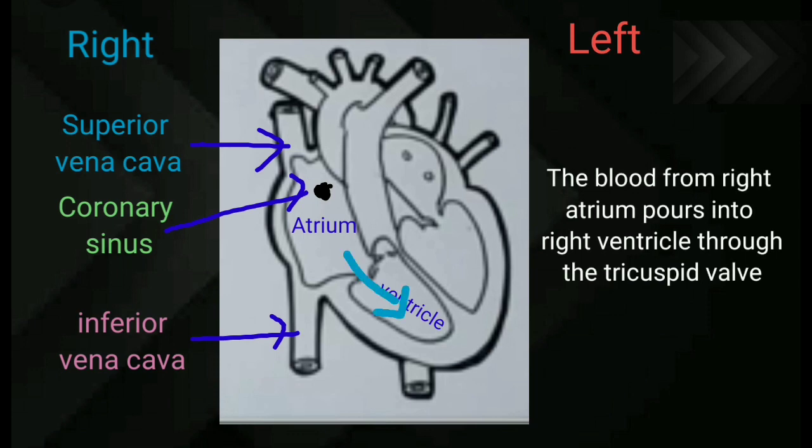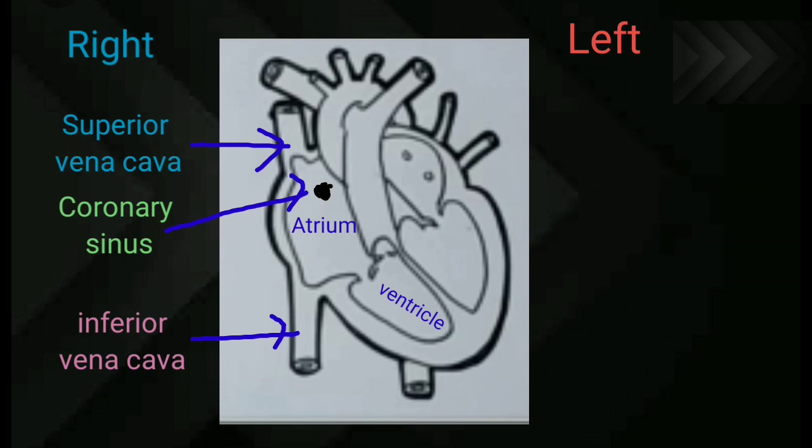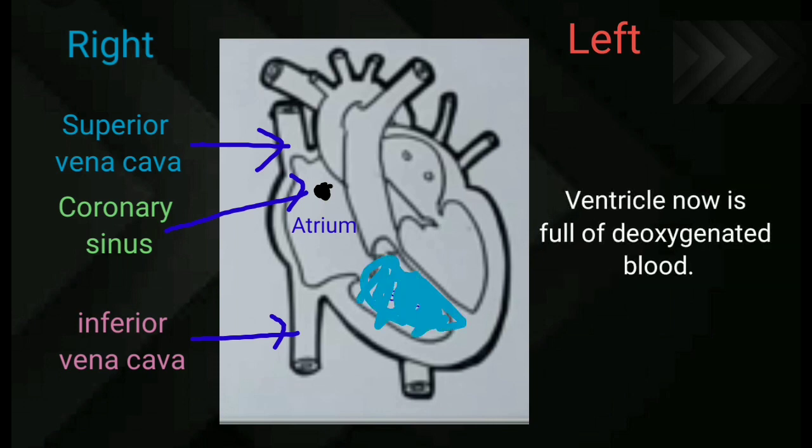Okay, so when the blood is completely full in the atrium, then the tricuspid valve will open. It will allow the blood to come in the right ventricle and it will close. It will not allow the backward flow. This is the function of the valves. So this tricuspid valve closes up and now the ventricle is full of deoxygenated blood.